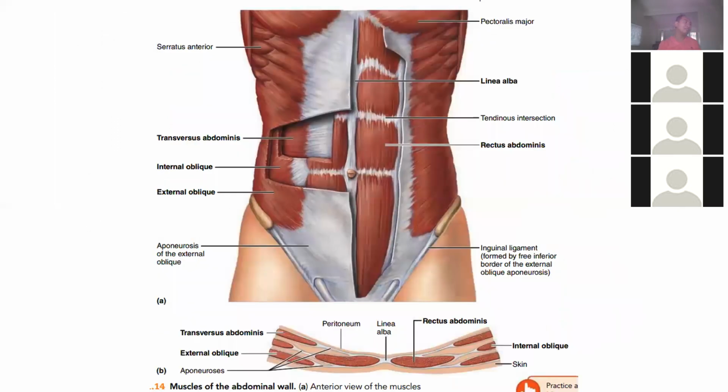And let's look at the anterior abdominal wall again. This is the external oblique aponeurosis, which is the outermost, which is coming downwards and medially.